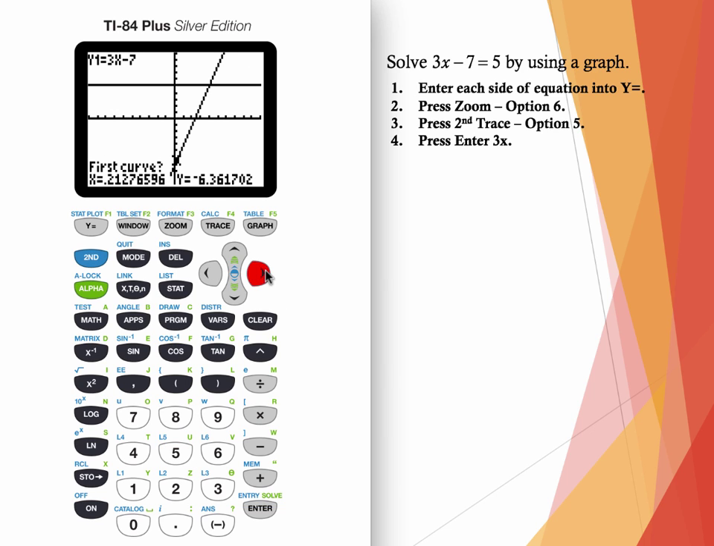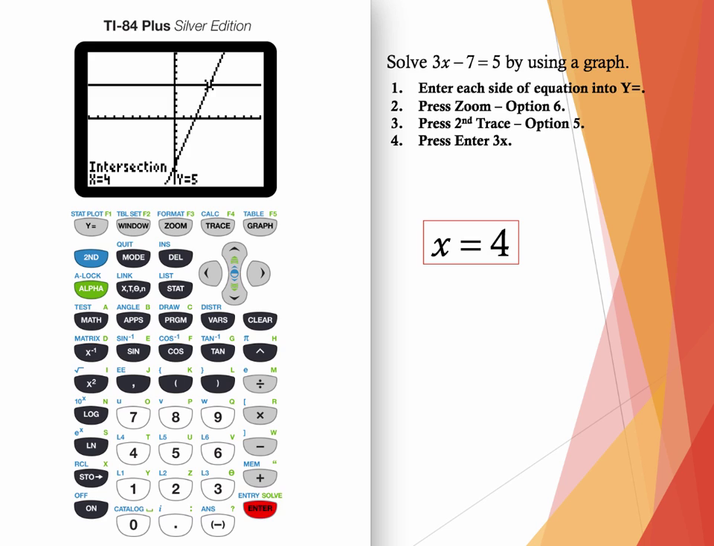We're going to try to get close to the intersection, and I'm just using my left and right arrows to do that. Once we're on the intersection, we hit enter for the first curve, enter for the second curve, and enter for our guess. That's why we wanted to scroll to get as close to that intersection as possible. We see our intersection is (4, 5), so the solution to this is x equals 4.